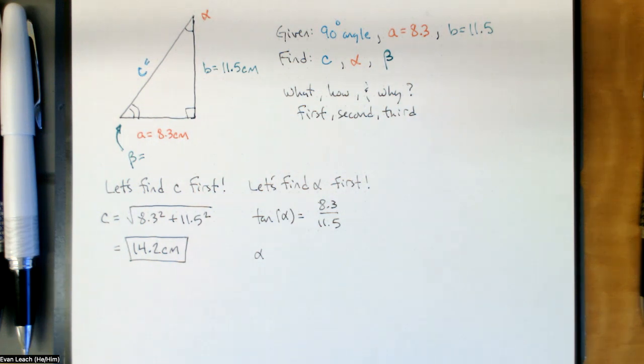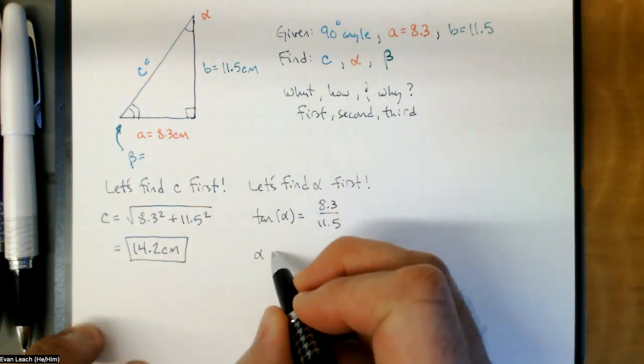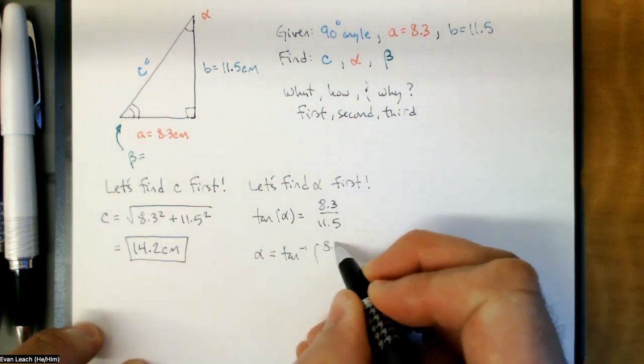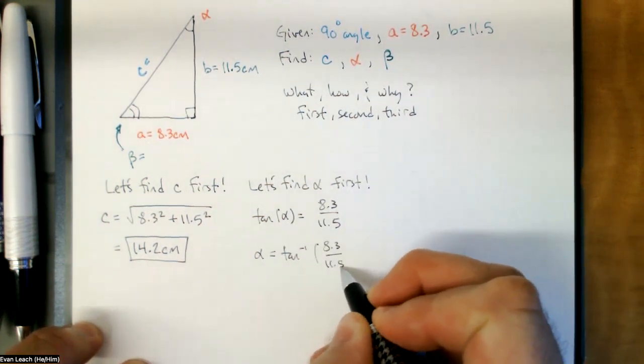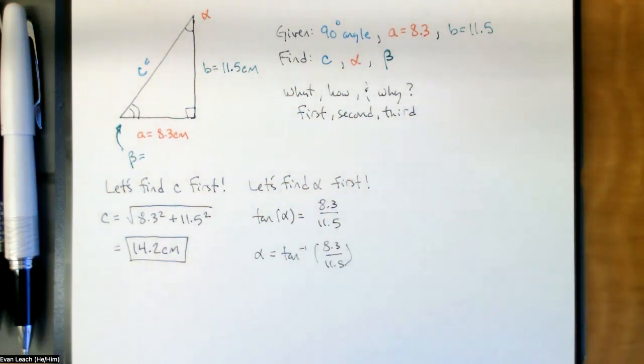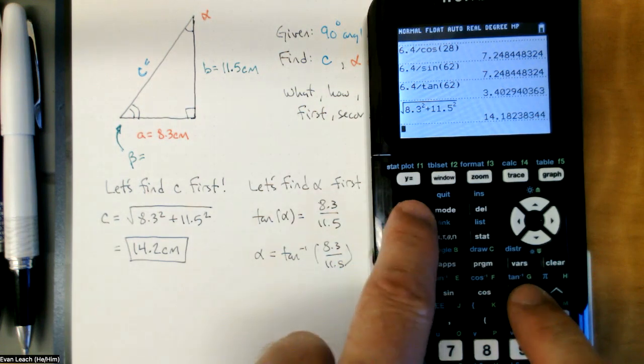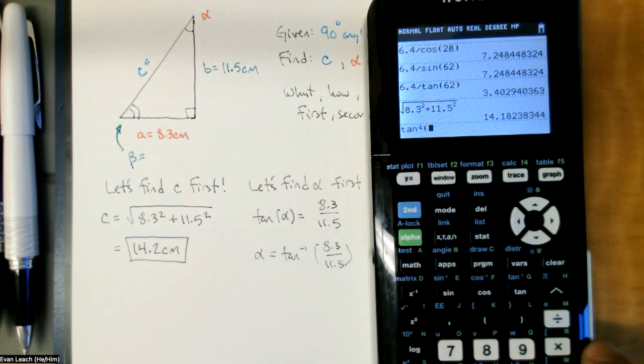What are we talking about? Oh, yeah. What do we have to use to find an angle with all these trig functions? What do we use? Inverse. Awesome. So we're going to do a tangent inverse of 8.3 over 11.5. So I need a tangent inverse. Those are the second functions. So second tangent inverse, 8.3 divided by 11.5.